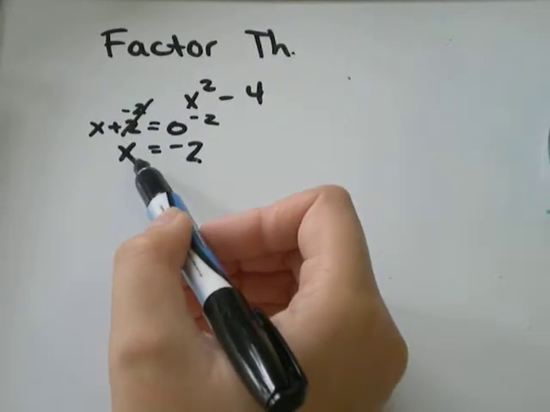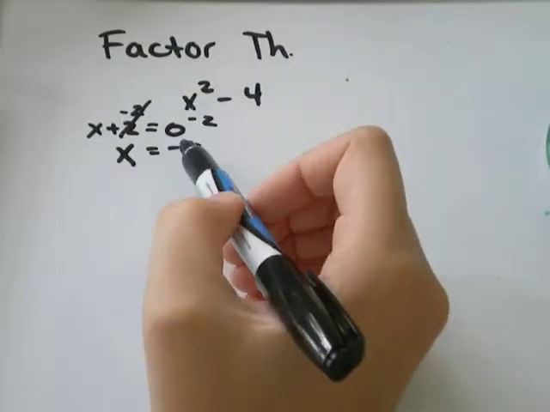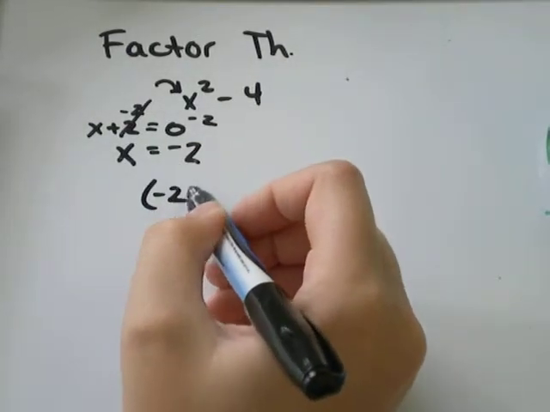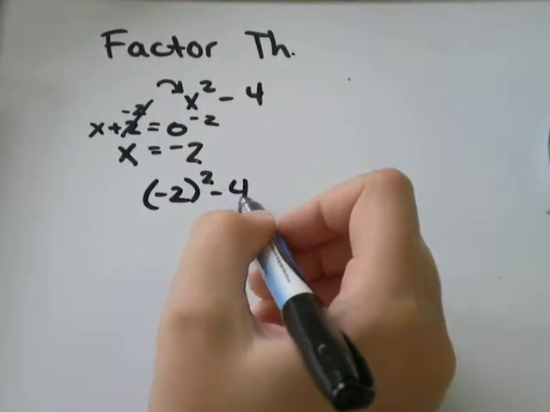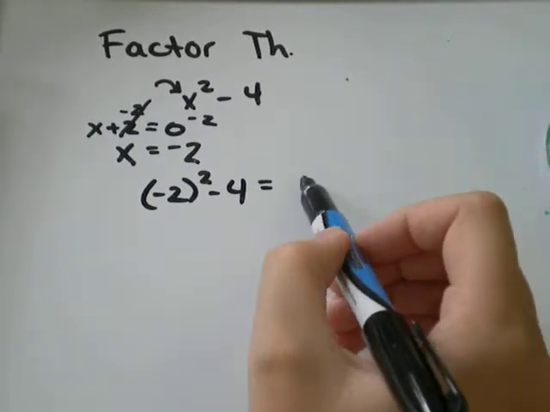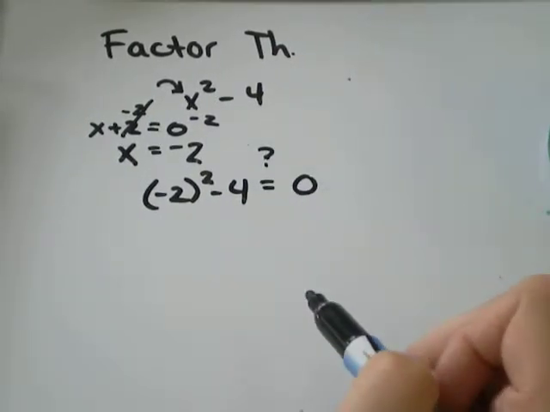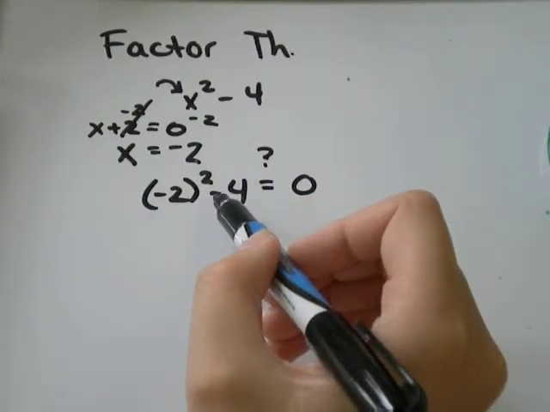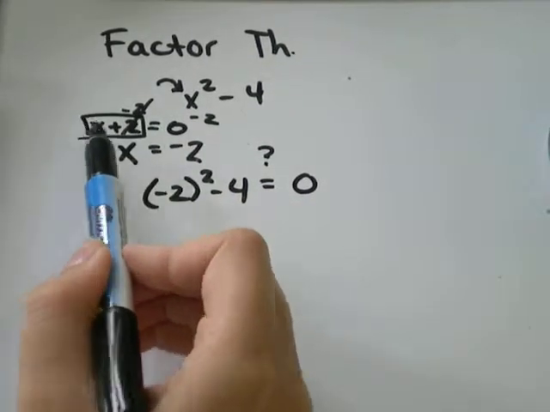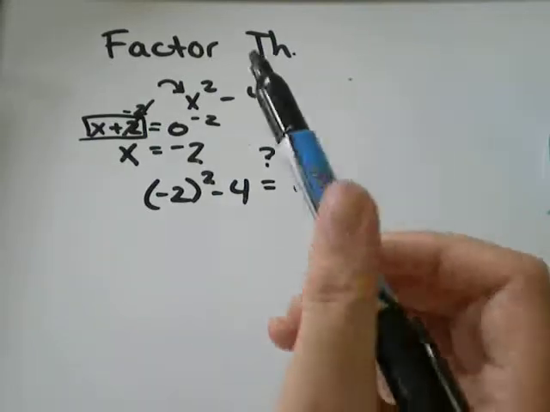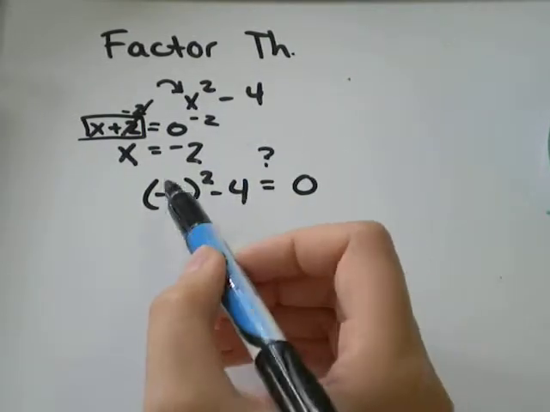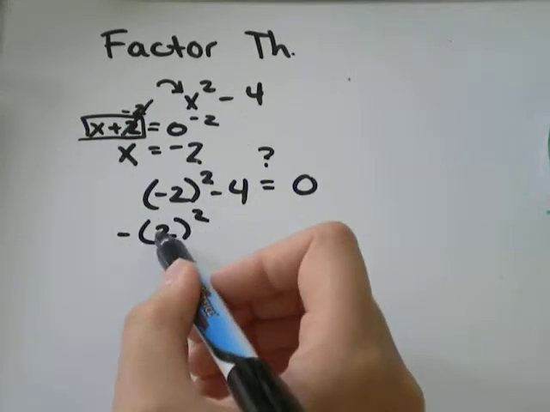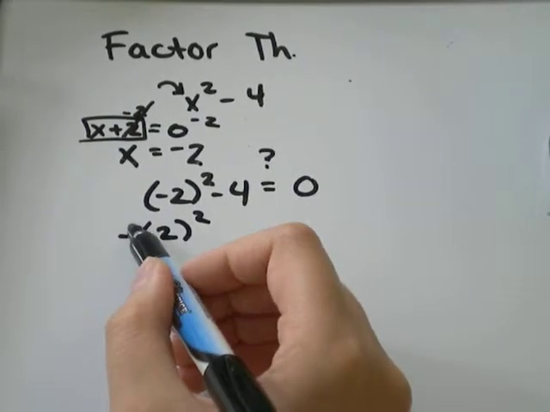And then if we take what x is equal to, and we substitute that back in where we see x in our equation, so I'll go negative 2 squared minus 4, we want to know, does that equal 0? If this simplifies down to 0, then you know that x plus 2 would be a factor of x squared minus 4. Negative 2 squared, that's not the same as 2 squared times negative 1 out here.